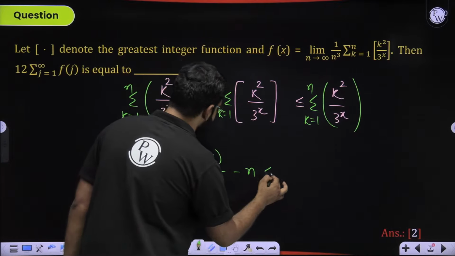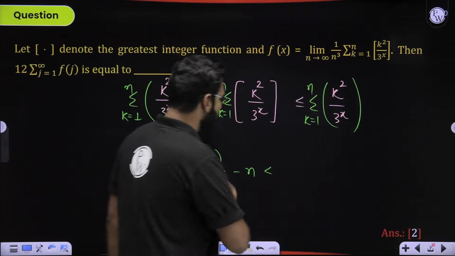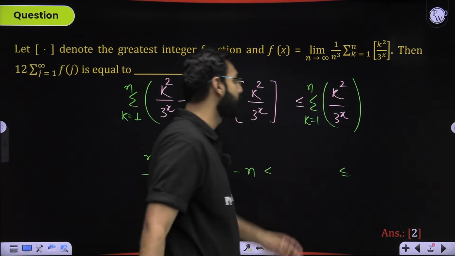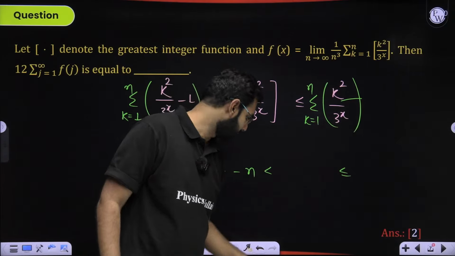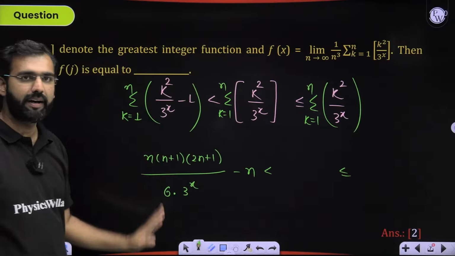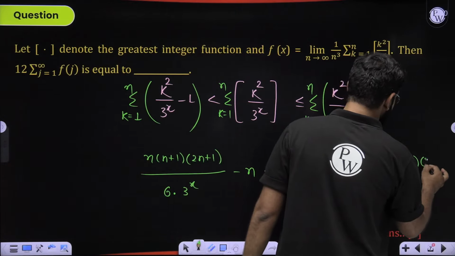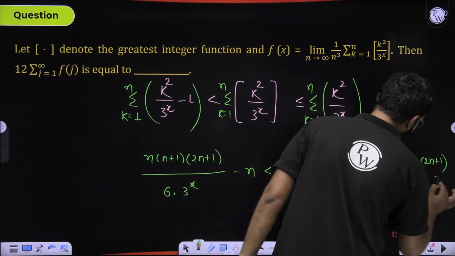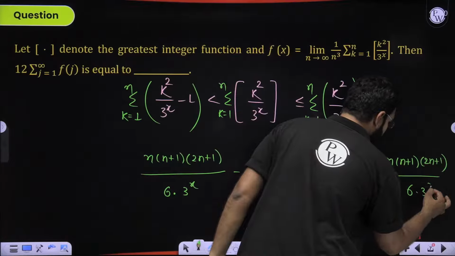Now this is less than this expression. We are okay with that. That expression I'm not writing time and again just to save our time. And here it is going to be the same except for that minus 1 part, which is not there. So this is going to be n plus 1, 2n plus 1 whole divided by 6, into 3 to the power x, because this 3 to the power x will also be there.